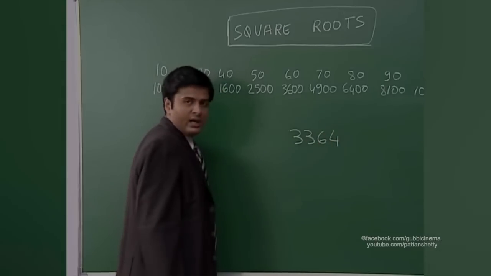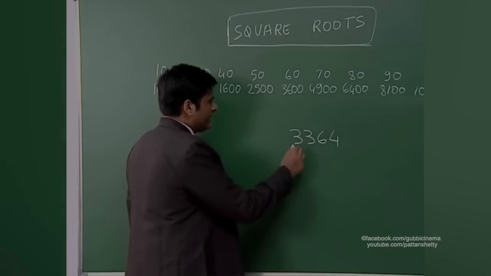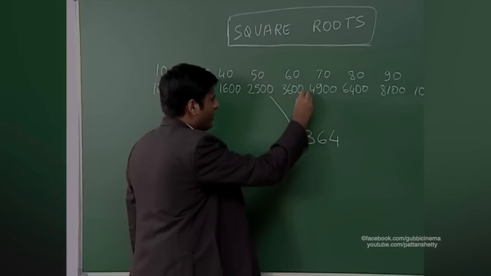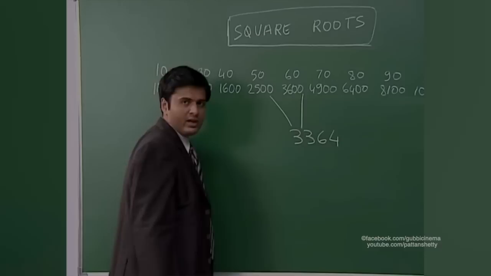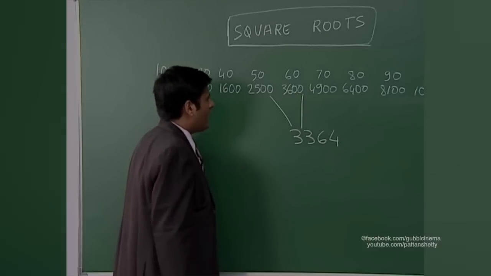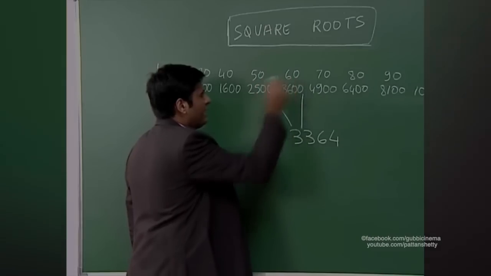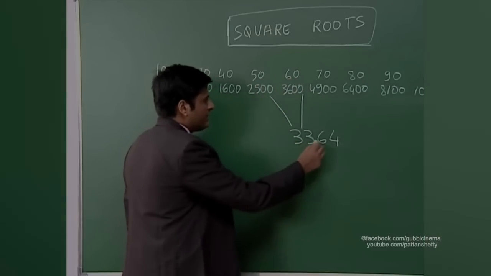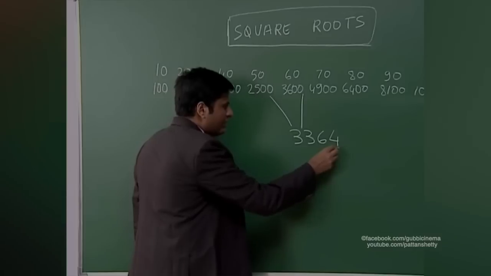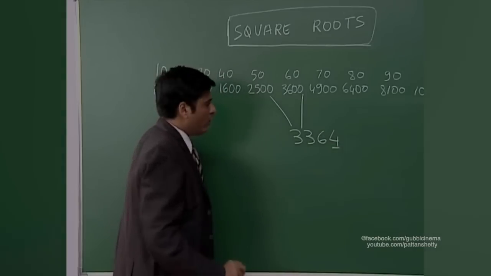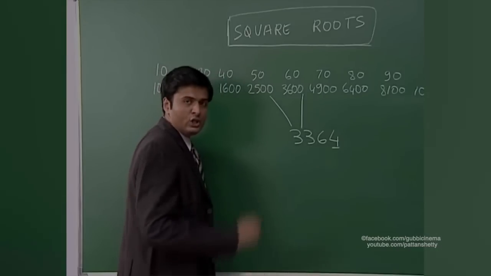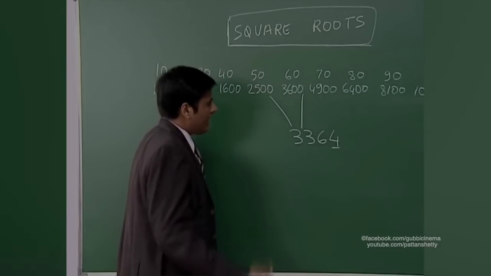Friends, let us find the square root of the number 3364. Now, we know that 3364 is between 2500 and 3600. That means our answer will be between 50 and 60. We also know that 3364 ends with 4, and we know when the square ends in 4, the square root ends in 2 or 8.